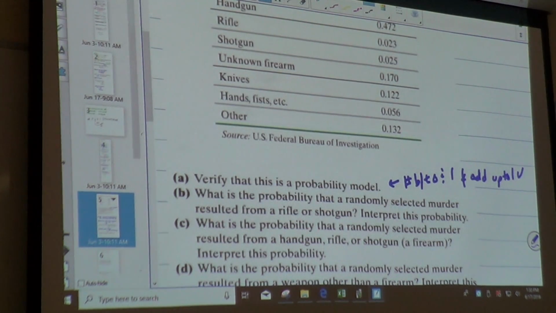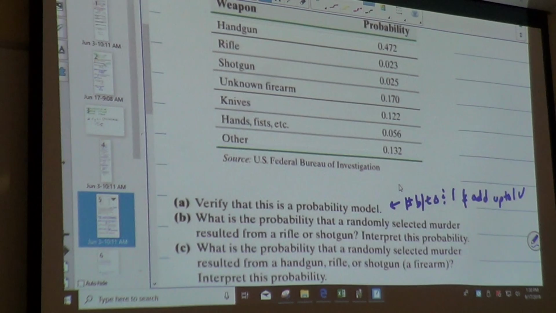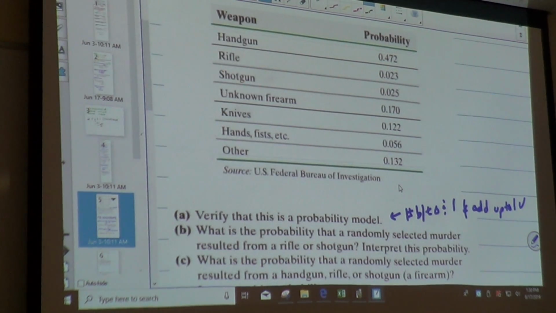What is the probability that a randomly selected murder resulted from a rifle or a shotgun? How would I do that? Add up those two. Is there any overlap? No, it's either a rifle or a shotgun, there's no overlap. So it would just be the rifle plus the shotgun. So it's going to be .023 plus .025. And what does that give me?